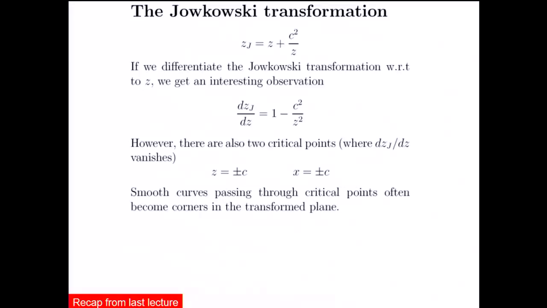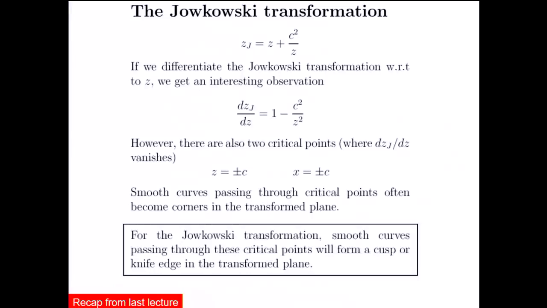These two critical points are very important because the derivative vanishes at those two points, which means that if we have a smooth curve passing through this critical point, after transformation, it will form a cusp or a kink in the transformed plane. So this point corresponds to the sharp trailing edge of the airfoil we're going to look at later.